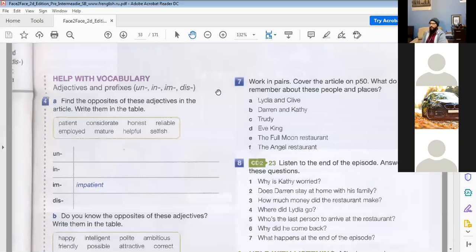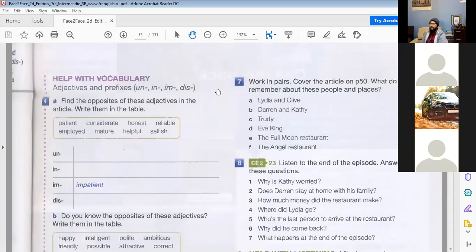What can you tell me about the Angel restaurant? The new restaurant. It's new. Eve King is the owner of it. Correct. And it's a very full restaurant, with people waiting outside. So it's a successful restaurant. It's doing well.